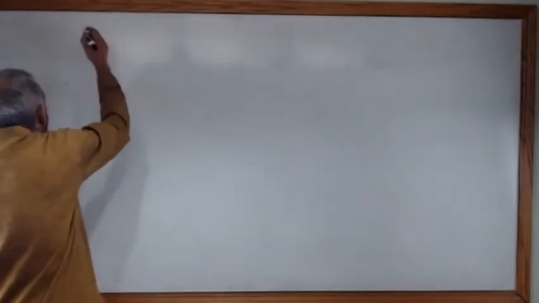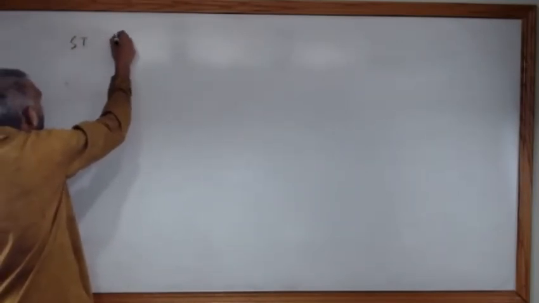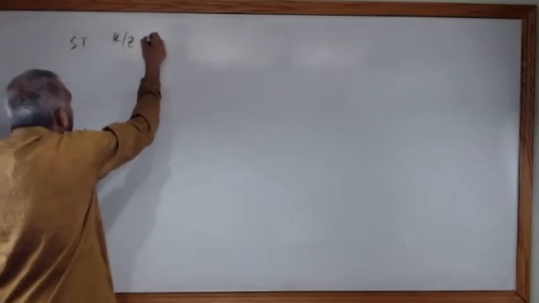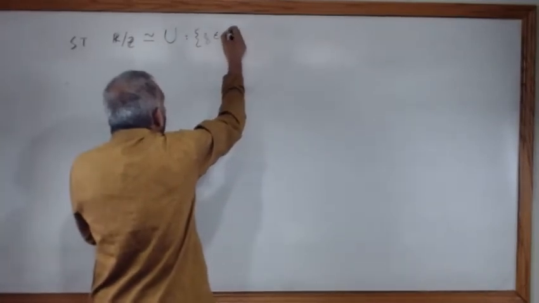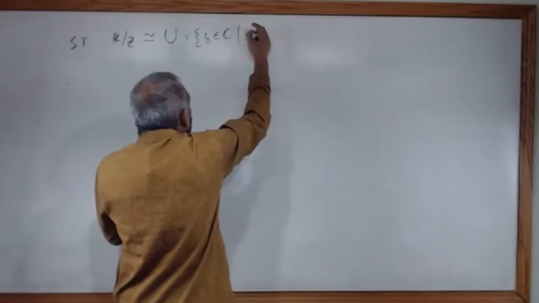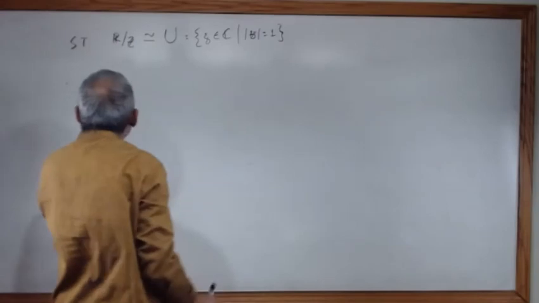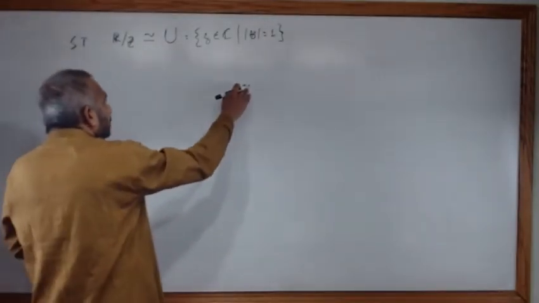Our next problem is show that R over Z is isomorphic to U. This is actually the set of complex numbers whose mod is one. So just like we did the earlier problem, what we are going to do is define a homomorphism. Define a map phi from R to U by phi of r equal to cos 2 pi r plus i sine 2 pi r.